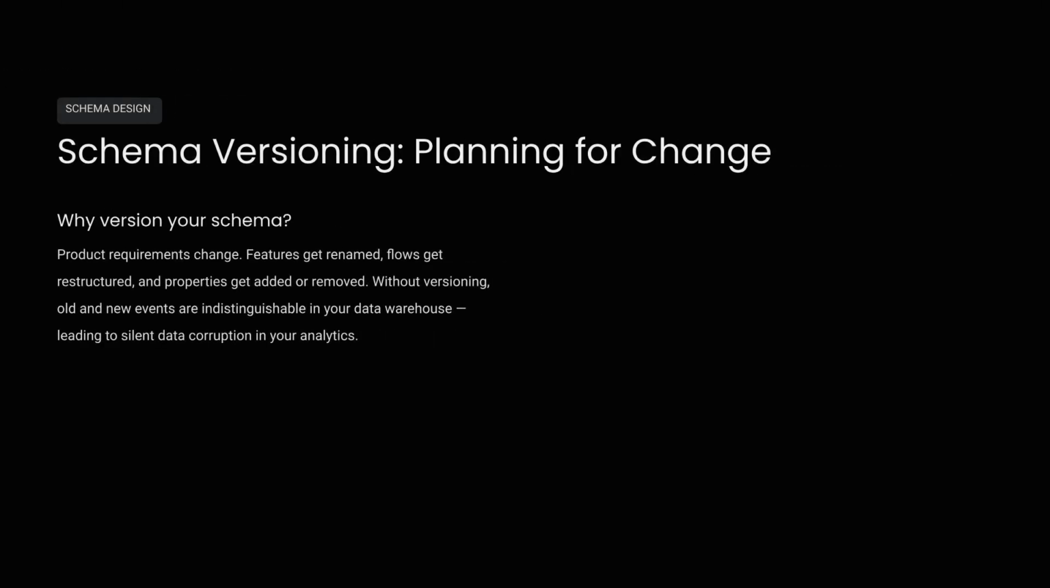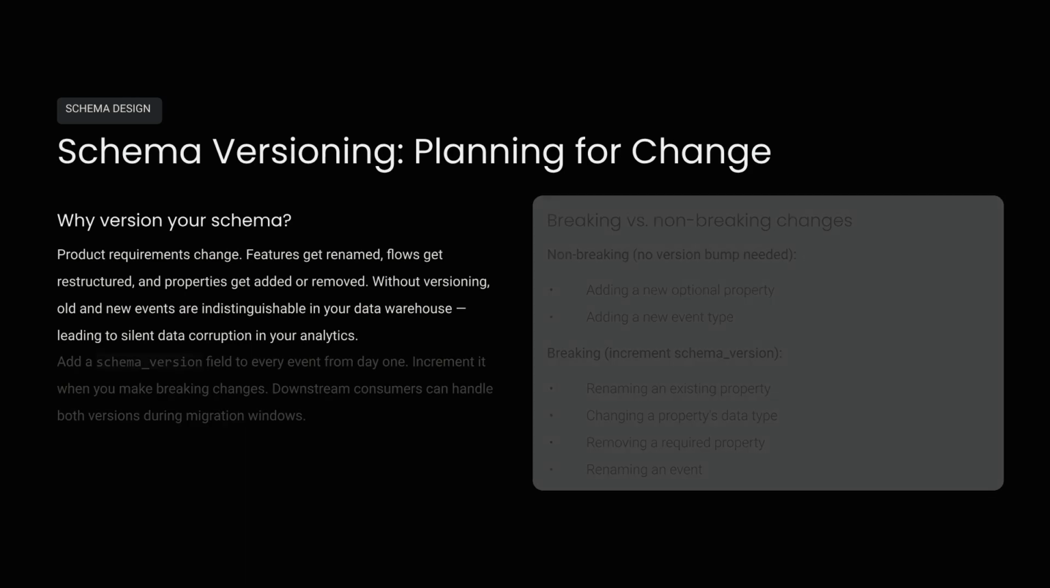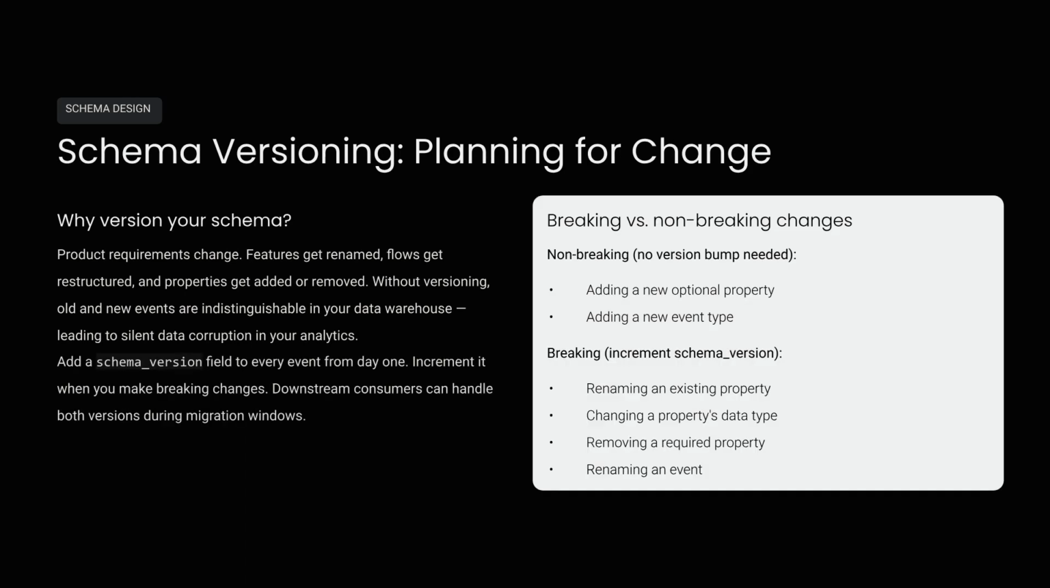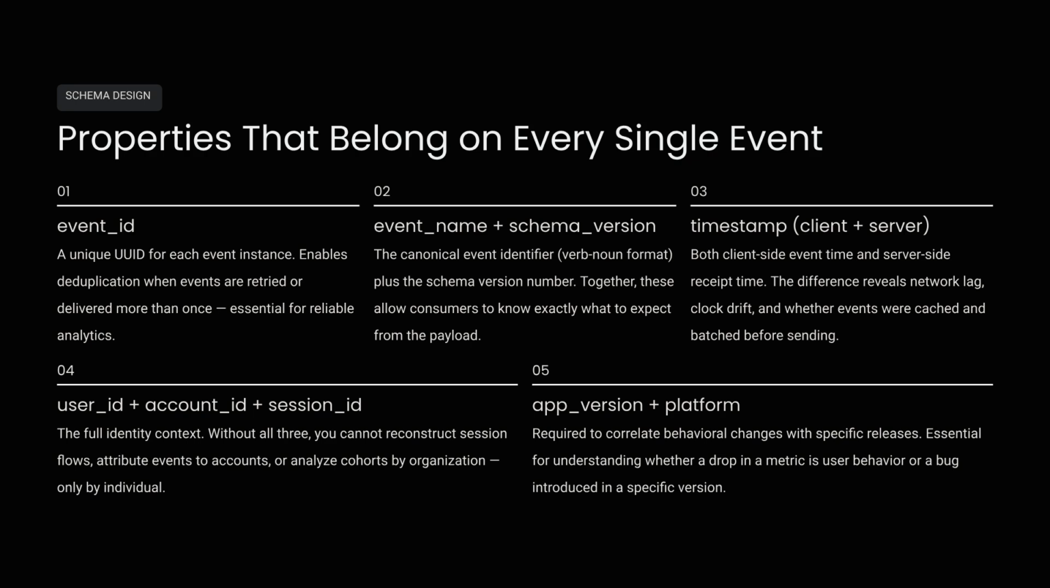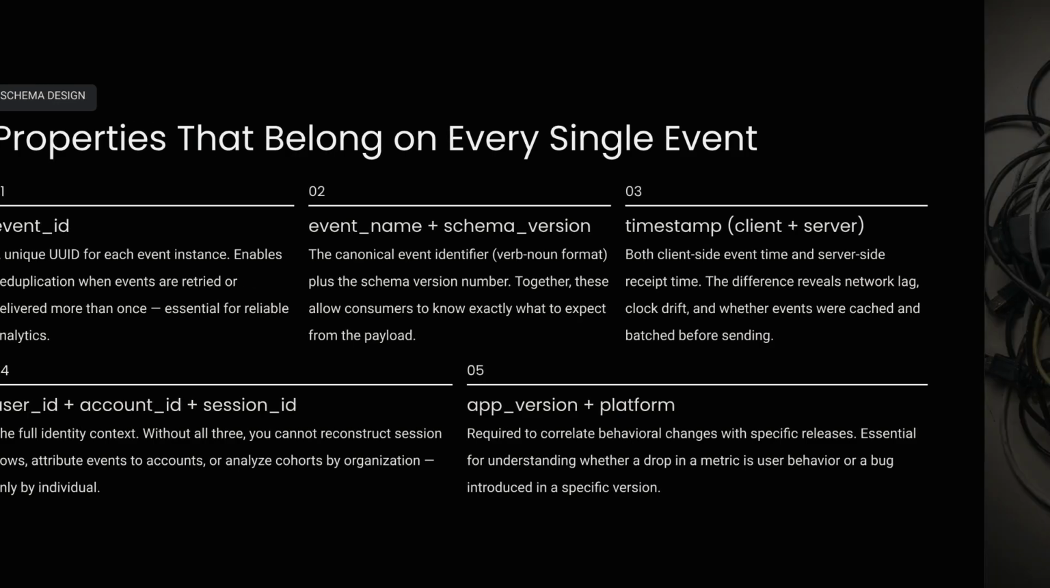Schema versioning is necessary because product requirements change. Add a schema version field to every event and increment it only for breaking changes, such as renaming or removing required properties. Ensure every event includes these core properties: a unique event ID for deduplication, the event name and schema version, client and server timestamps, full identity context, and app version and platform for correlating behavior with releases.